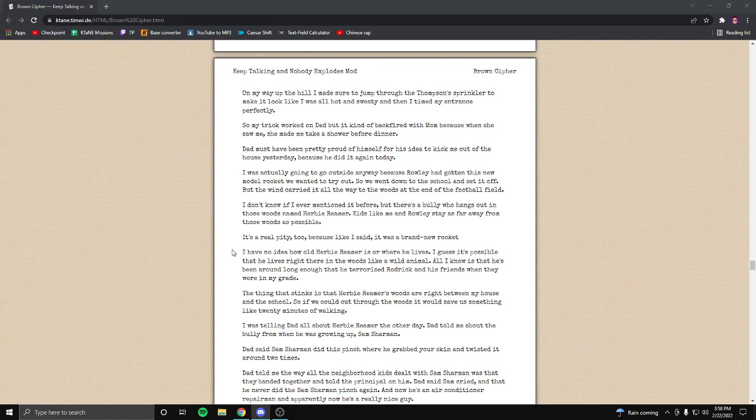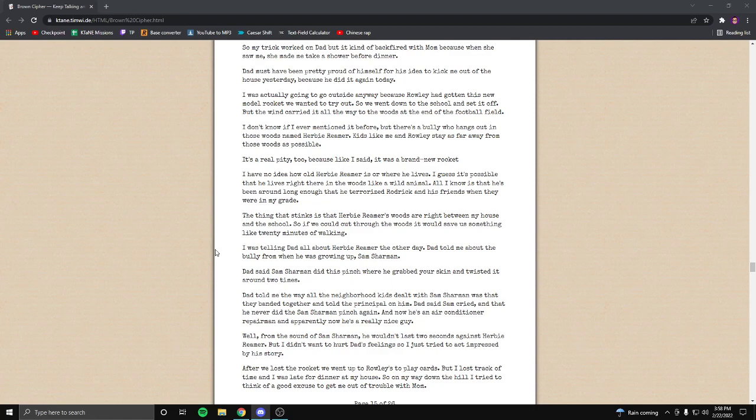All I know is that he's been around long enough that he terrorized Roderick and his friends when they were in my grade. The thing that stinks is that Herbie Reamer's woods are right between my house and the school. So if we could cut through the woods, it would have saved us something like 20 minutes of walking. I was telling my dad about Herbie Reamer the other day. Dad told me about the bully from when he was growing up, Sam Sharman. Dad said Sam Sharman did a pinch where he grabbed your skin and twisted it around 2 times.